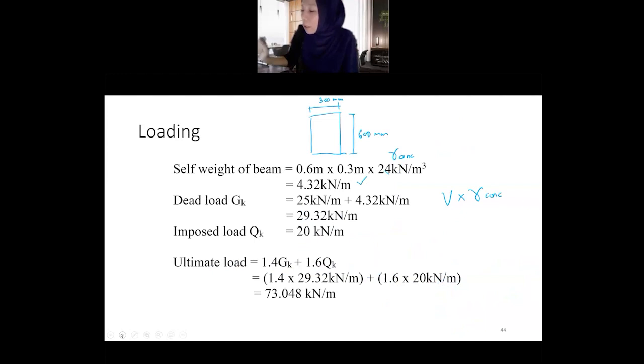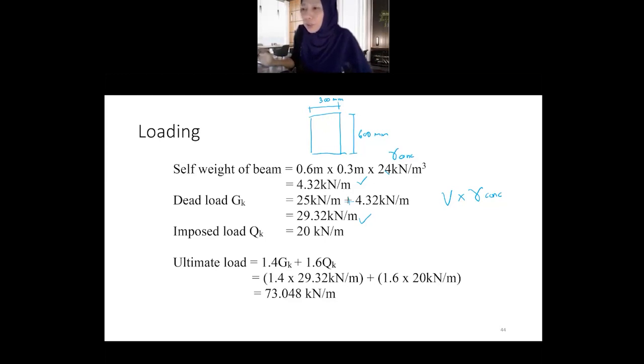Okay. When we have that load yang being transferred to the beam which is 25, we need to plus dengan self weight of the beam. Campurkan, you akan dapat 29.32. Okay. So this is the final dead load. Means this is the dead load lah. Dah include dengan self weight.